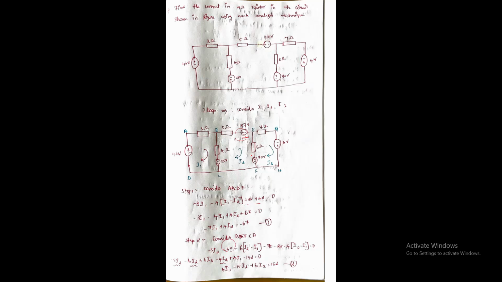This 6 ohm has a mixture of I2 and I3, but the major dependency is I2 and then I3, so I2 minus I3. Here also it is plus to minus, so I mention it as minus 70, and here also plus to minus, so 50 minus 25.